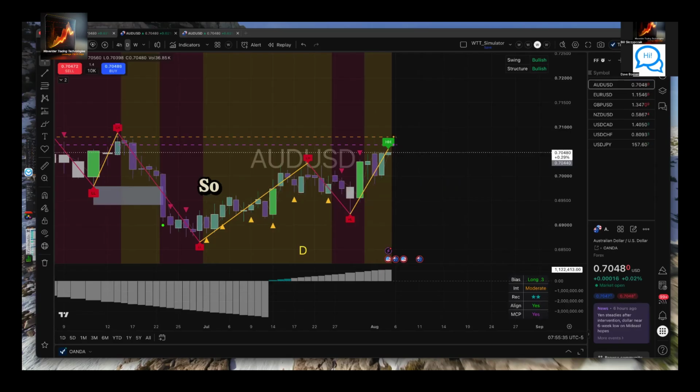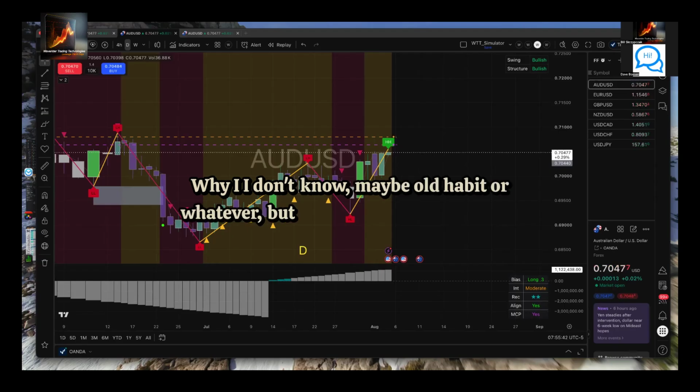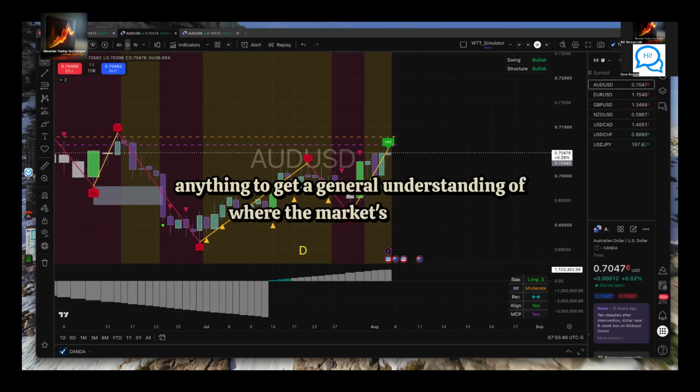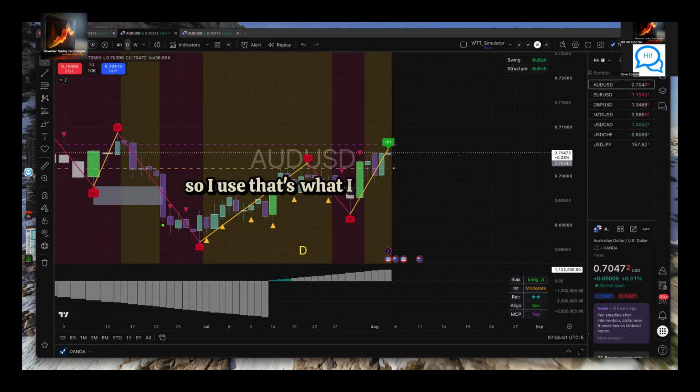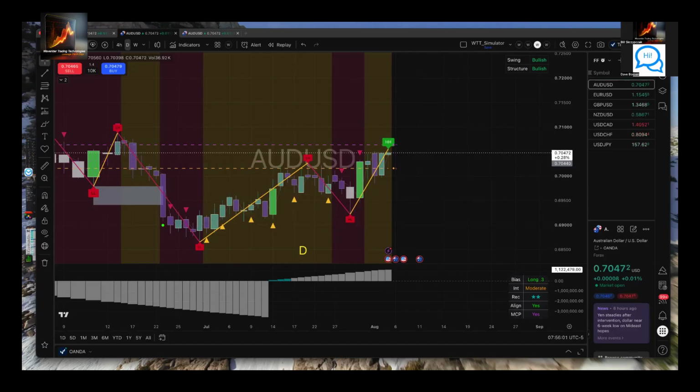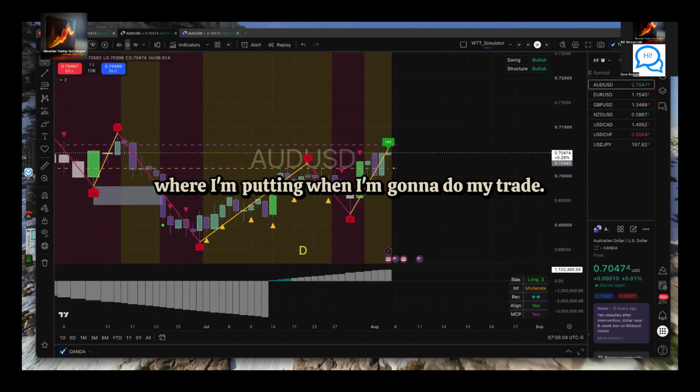So yeah, I trade on 15 minutes. And why? I don't know, maybe old habit, but I'll look at an hour chart or anything to get a general understanding of where the market's trending. That's what I use the higher time frame for. I'll use a lower time frame, like a 5 minute or a minute chart, to time when I'm going to do my trade.